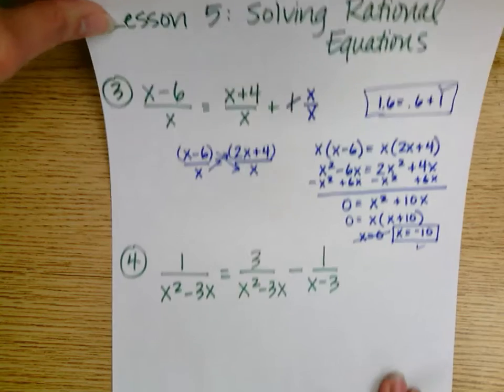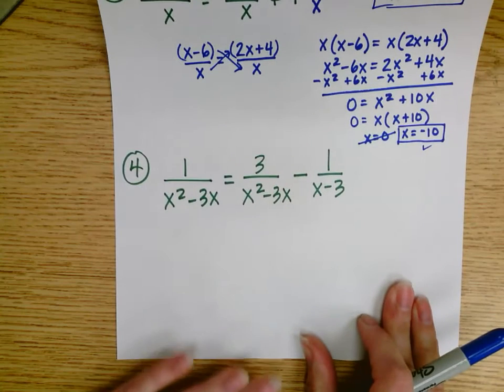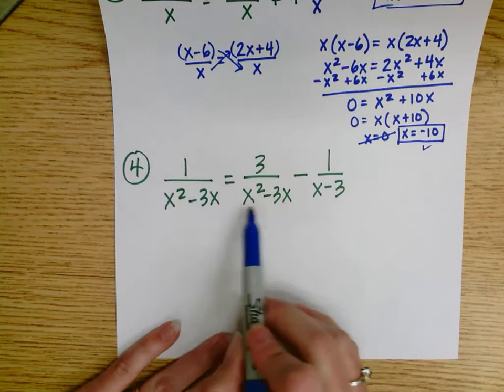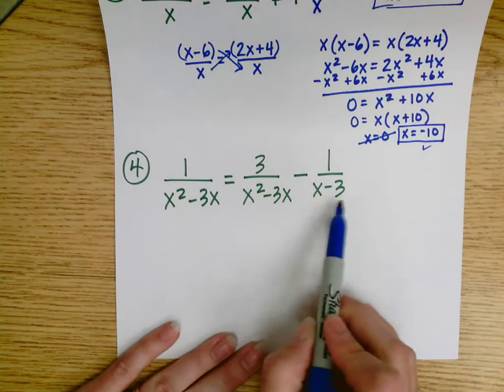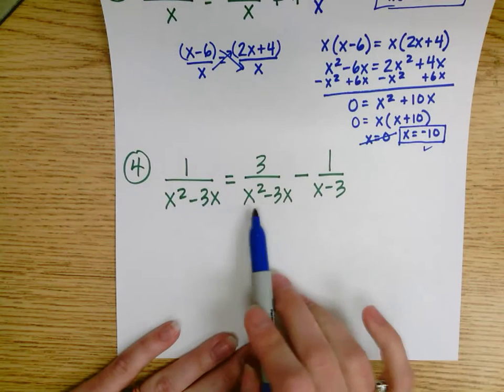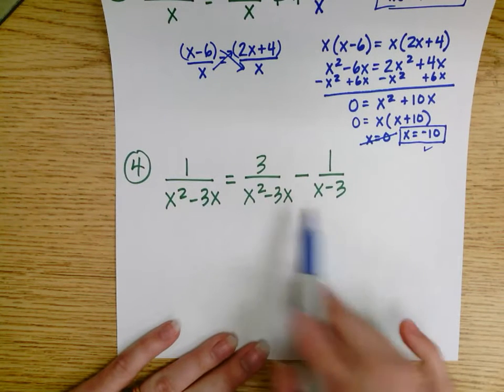Let's look at number 4. Now number 4, we need to find a common denominator. Here and here I don't have a problem. I've got to figure out how I'm going to make this look like this. So I can multiply by x.